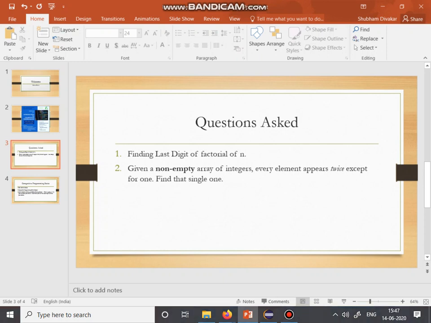Now the second one is: given a non-empty array of integers in which every element appears twice except one element, you need to find that one element which appears only once. Okay, so these are the two questions. So now let's move ahead to the first one, right?